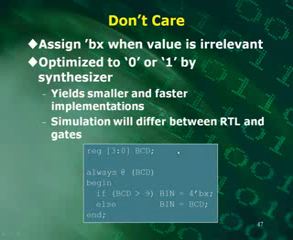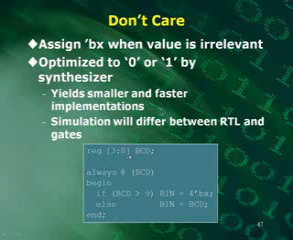Let's talk about don't care things, like when you want to assign a tick bx when the value is irrelevant, and those will get optimized to 0 or 1 by the synthesizer, and so it'll yield a smaller and faster implementation if you do this. But remember, you'll get a difference between the RTL and the gates, but it won't matter because if they truly are X's, then you don't care what it produces for that particular case.